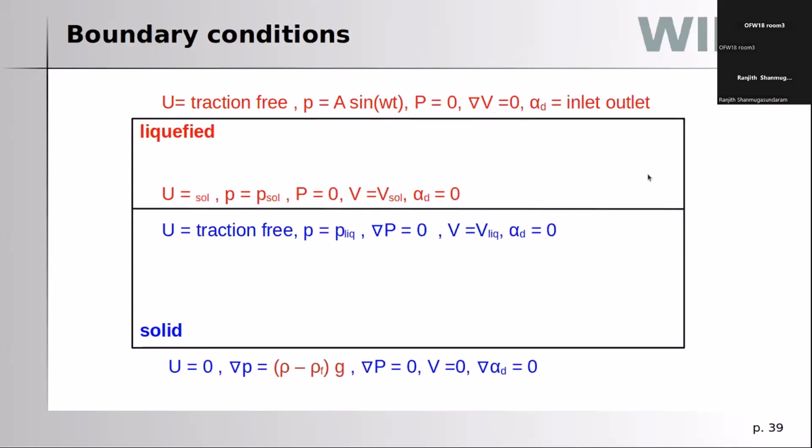But once it gets liquefied, we want to divide the regions into liquefied and non-liquefied. Since we are using dynamic mesh, we need to create a boundary between them. So you can see that on the top is the liquefied region, and the bottom is the solid region, and we have boundary conditions between those regions.